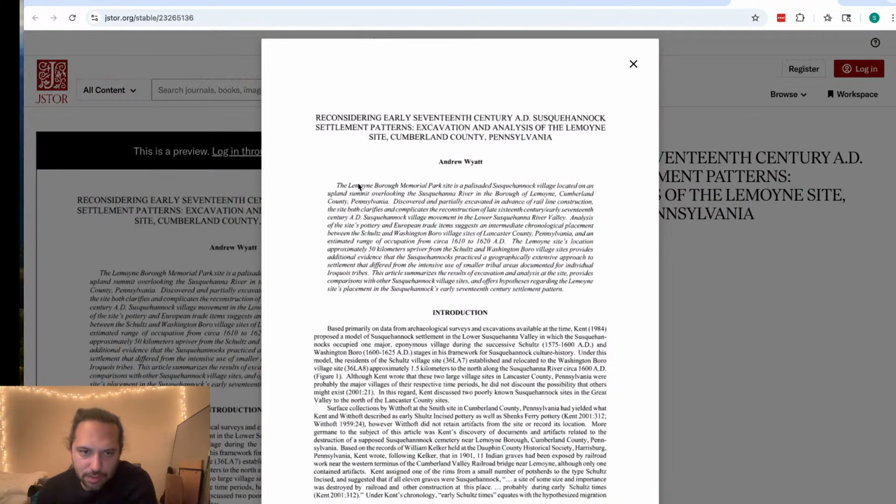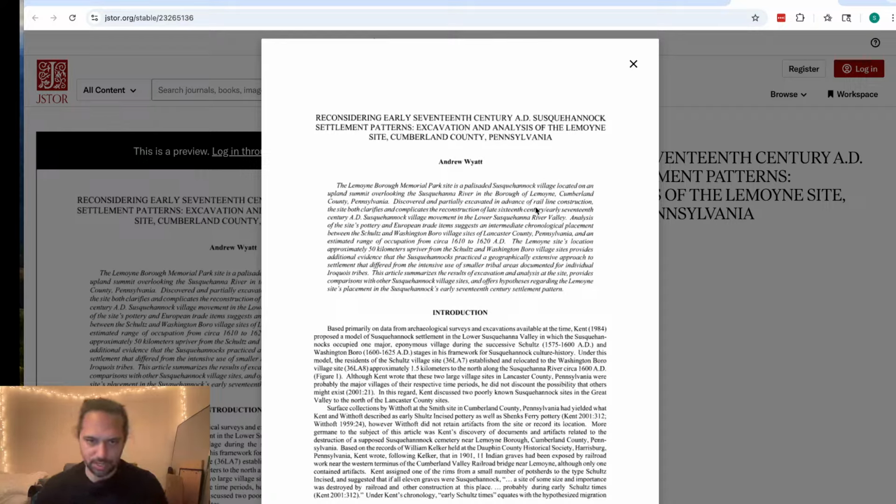Lemoyne Borough Memorial Park. The Lemoyne Borough Memorial Park site is a palisaded Susquehannock village located on an upland summit overlooking the Susquehanna River in the borough of Lemoyne, Cumberland County, Pennsylvania. Discovered and partially excavated in advance of rail line construction, the site both clarifies and complicates the reconstruction of late 16th century. Now let's just look at Cumberland County real quick.